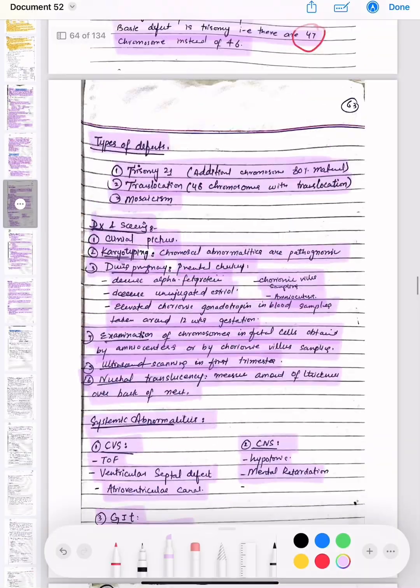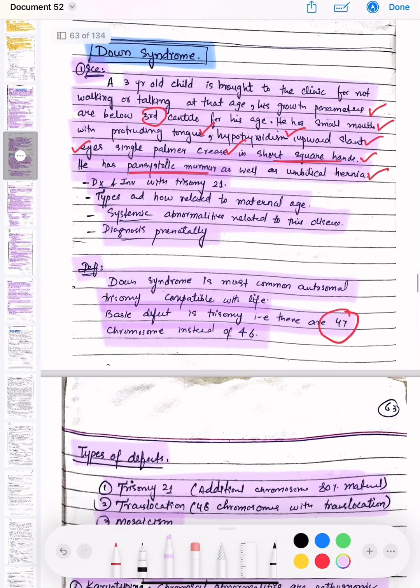So we have discussed the topic Down syndrome, which is the most important and common topic, and the abnormalities are decreased growth parameters, hypothyroidism, upward slanting eyes, a single palmar crease, and short square hands. Also a pansystolic murmur is present.